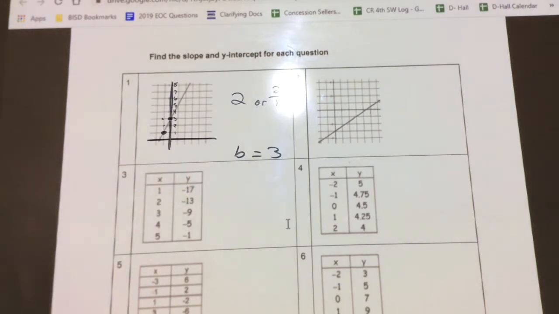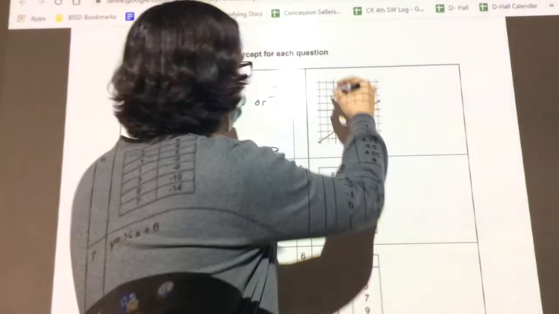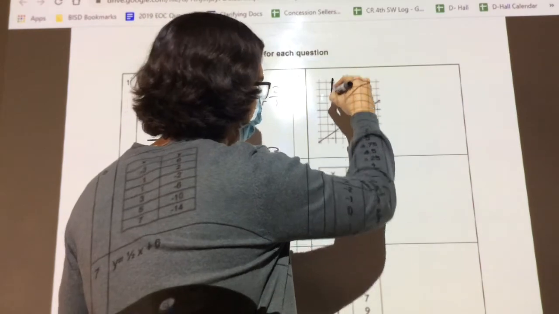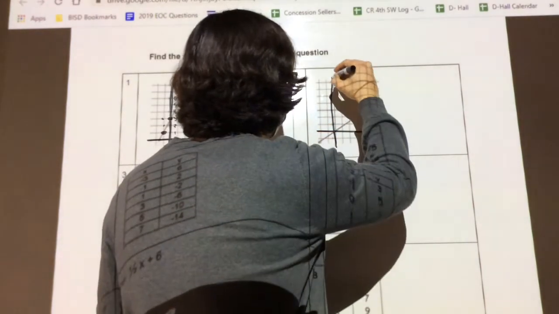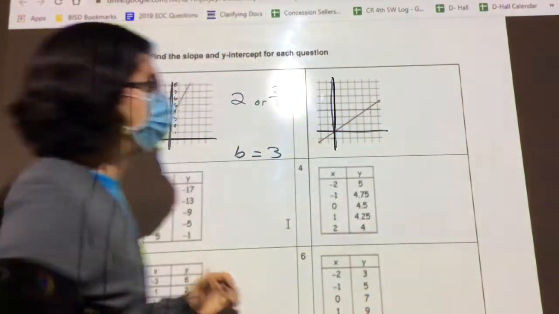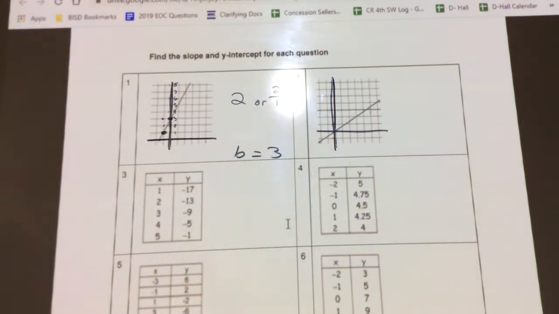Questions on 1, are we good? Cool? All right, number 2. Again, I'm going to go ahead and try to thicken the axes here, just to make it a little bit easier for you.